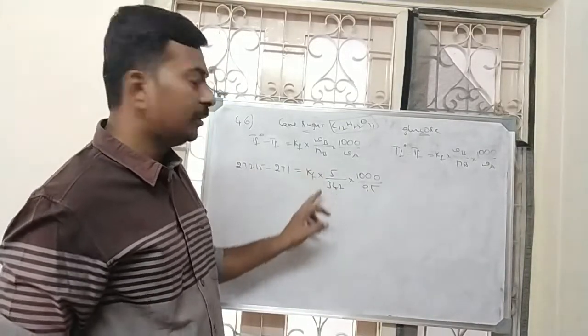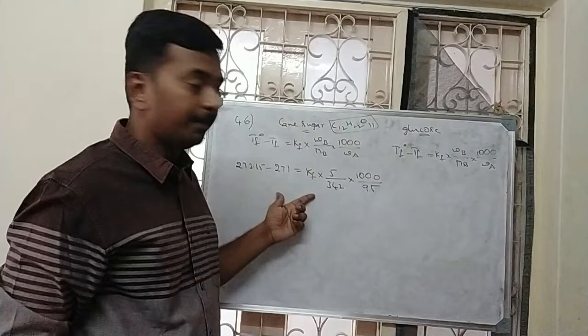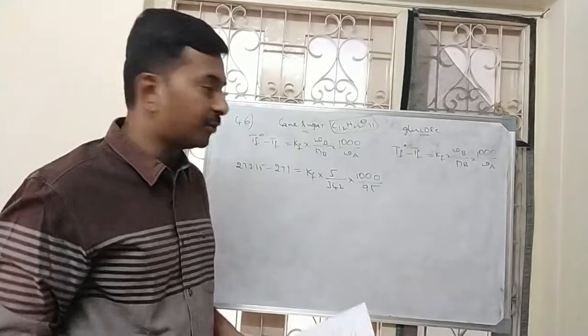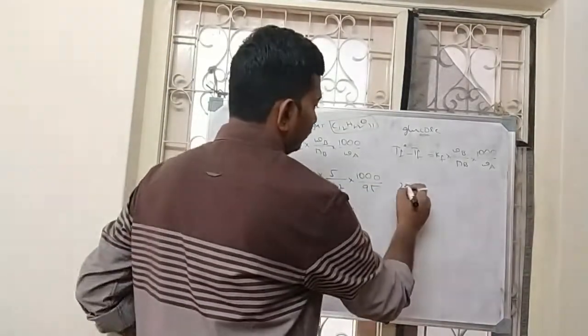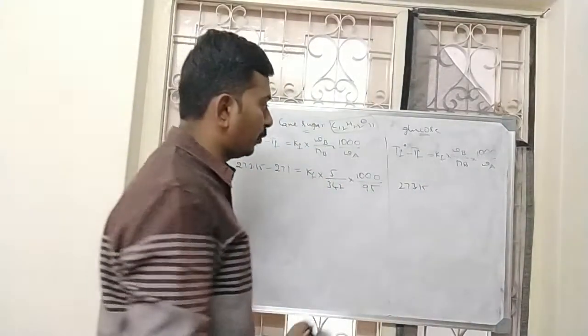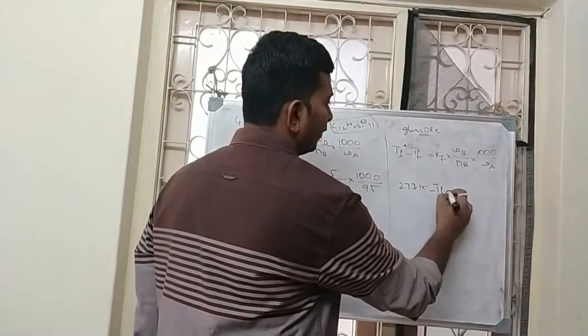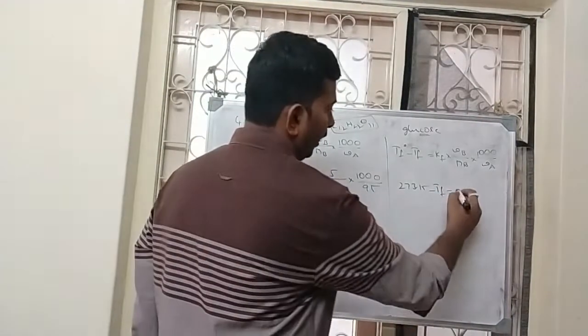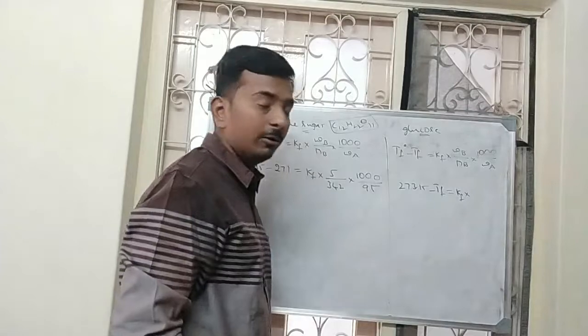So on substituting, we will get this one. In the same way for glucose also we will substitute. So Tf naught, the freezing point of water, is 273.15. We need to calculate the freezing point of solution. So Kf, let it be Kf1.